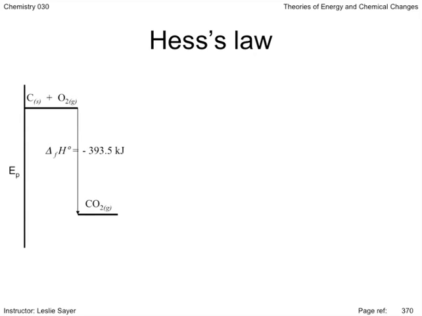Hess's Law. Before I get into the details of Hess's Law, I want you to consider something. This is a potential energy diagram showing the change in enthalpy during the formation of carbon dioxide from its elements. For every mole of carbon dioxide produced, 393.5 kilojoules of energy is released.